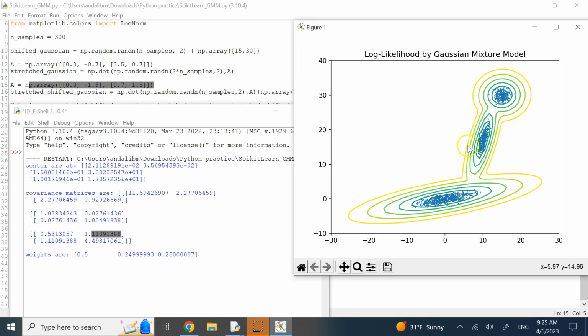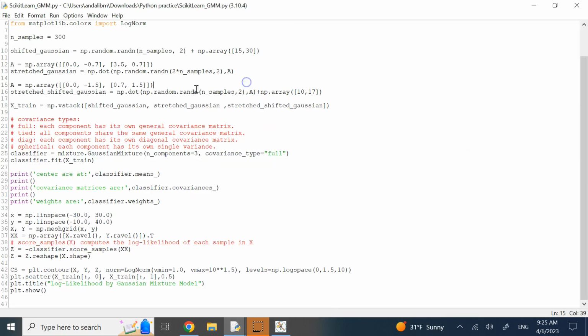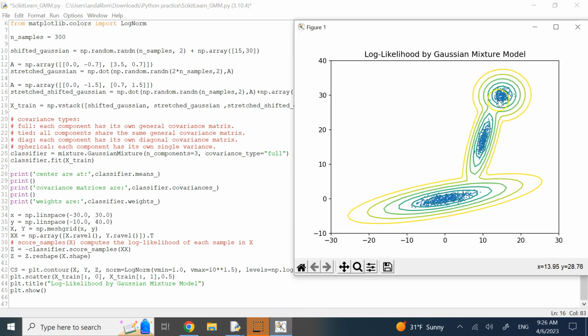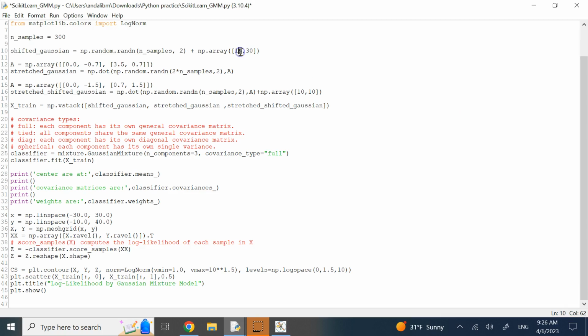So for example, instead of 10 and 17, I make this guy 10 and let's say 10, right? So I make this 10 and 10. And that one, instead of having it all the way up at 15 and 30, I make it be at 14 and maybe 18 or something like that. So let's bring them closer, see what happens. And I can also stretch out this guy here and see what happens now.